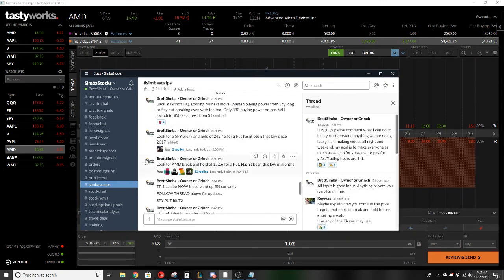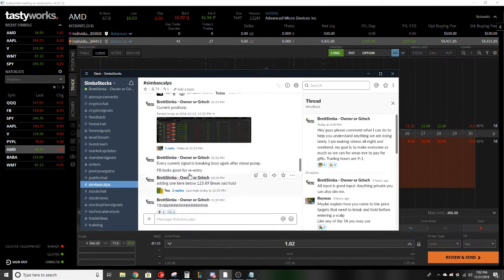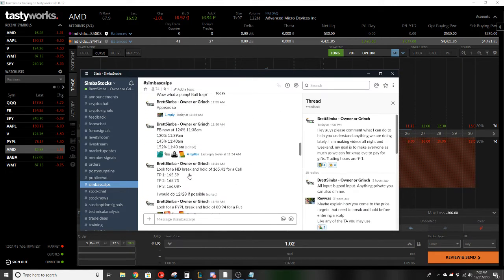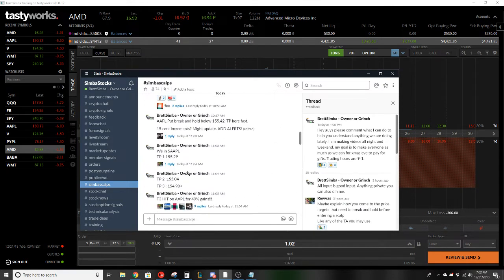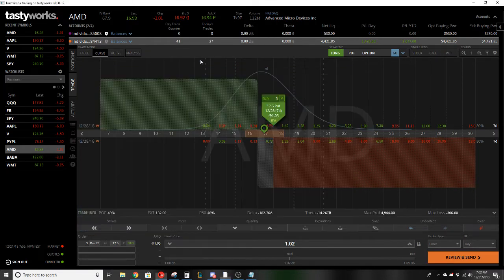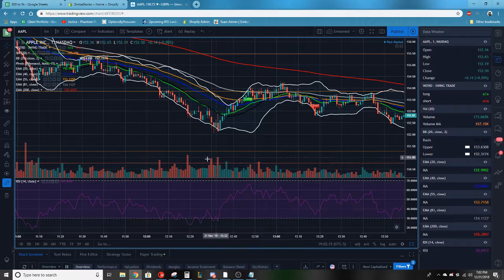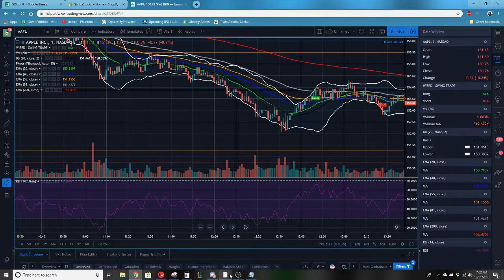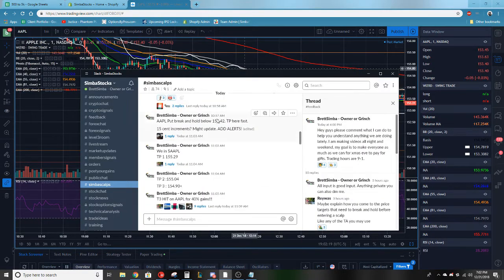All right, let's just pull up one. I think I had a good one up before for Apple. It's just something I had fresh in my head. Okay, Apple. So I said break and hold 155.42. So if I say below, clearly that's a put. I'll usually put it, but break and hold below means you're going for a put. If it breaks below, of course we're going to do a put. If I say break and hold above, then we're going to do a call.